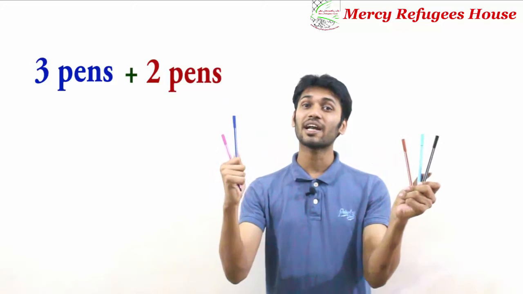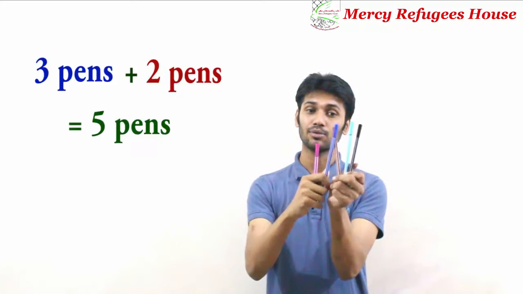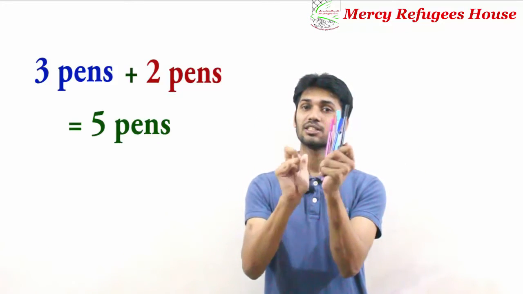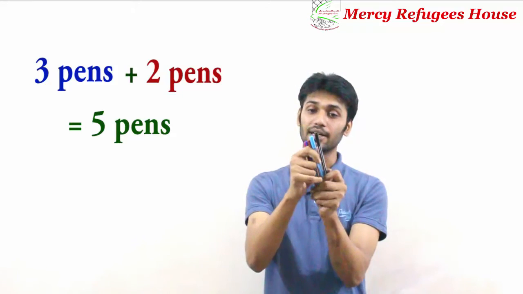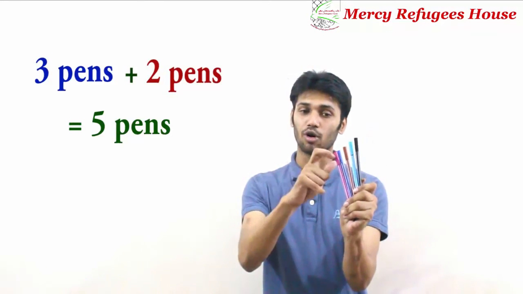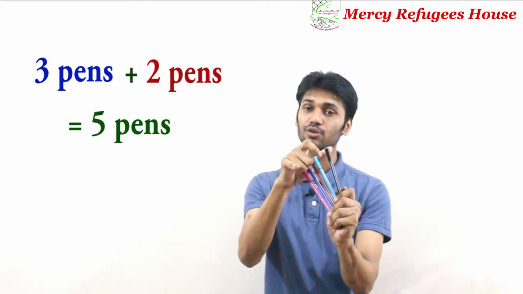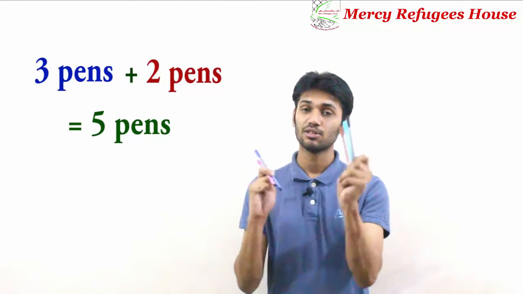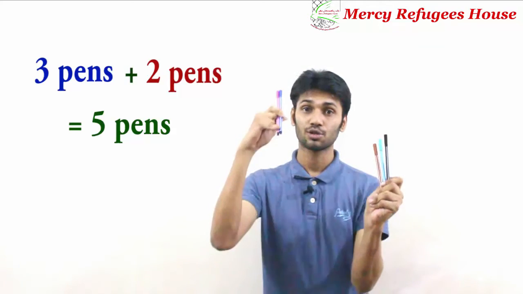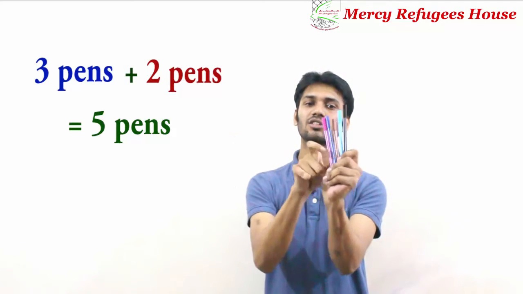So if we are adding them, that means we bring all these pens together. Now how many pens do I have? 1, 2, 3, 4, 5. That means 3 plus 2 equals 5. Go to the next section.